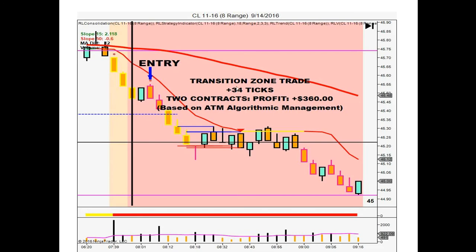Here's another one. There's the algorithmic signal. Here's the green candle, the pull up in a strong downtrend, confirmation to the downside. This is a dark cloud cover formation. Entry takes you 34 ticks. On 2 contracts, the profit is $366 based on our current ATM algorithmic management. A great trade on crude with very small risk.